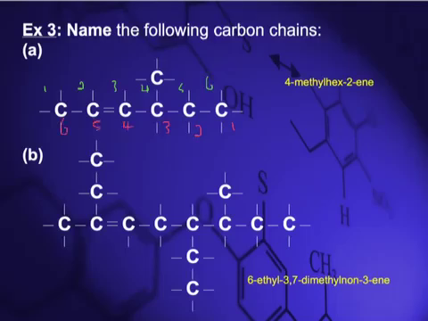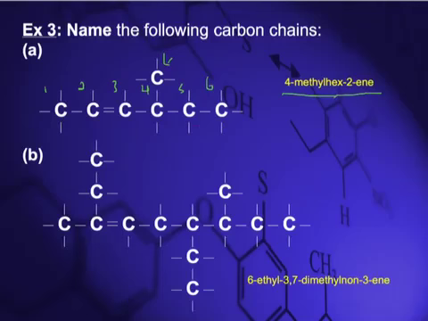Therefore, we're going to label it left to right, the green numbers, because that would give the double bond a higher priority, or a lower number. We note that there is a methyl group here at position 4. So the full name of this compound is 4-methylhex-2-ene. Let's look at another example.